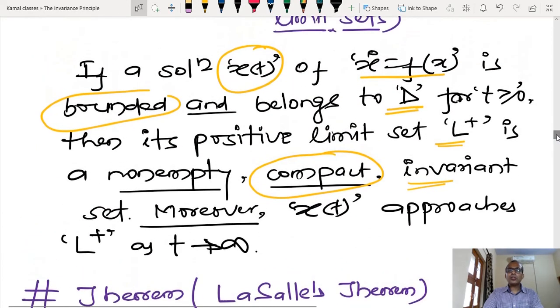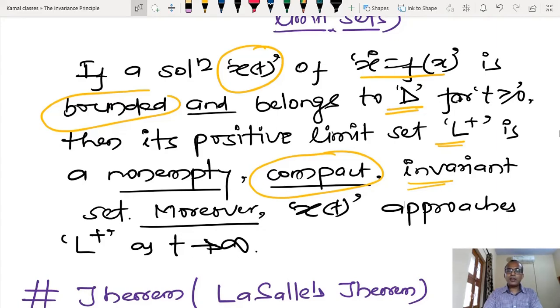So the idea is very simple: all solutions lie in a bounded region, and most practical systems satisfy this kind of condition. L plus means where the solution is going to converge. That is not necessarily a point, it might be a set of points. It is possible to show that as t tends to infinity, the solution converges to that particular set, and after that it does not evolve. Otherwise the solution never remains bounded. Up to here, any confusion?